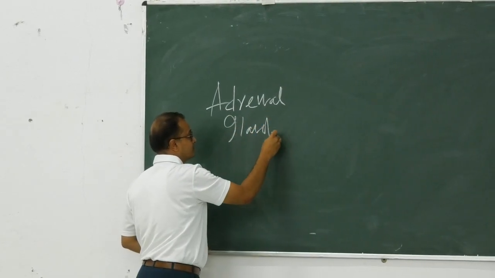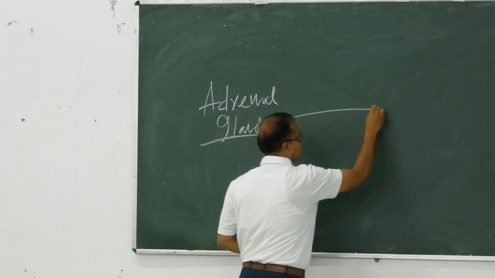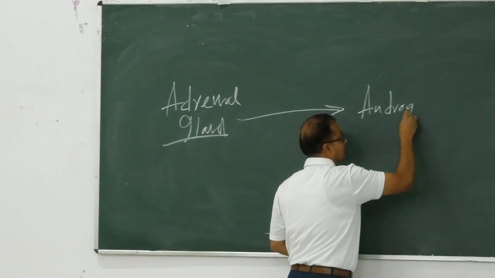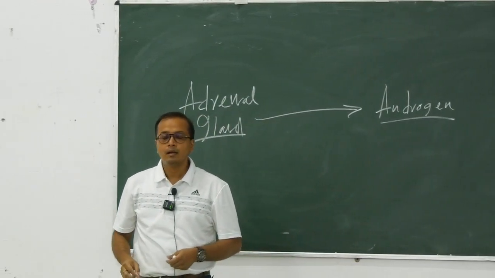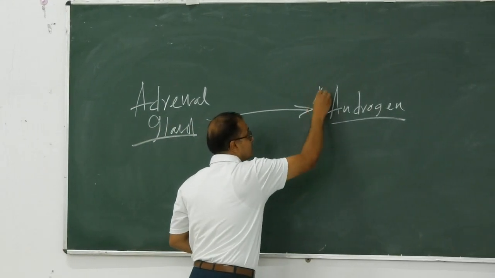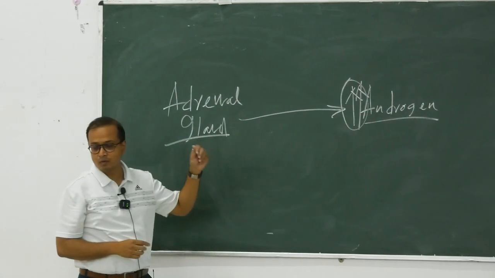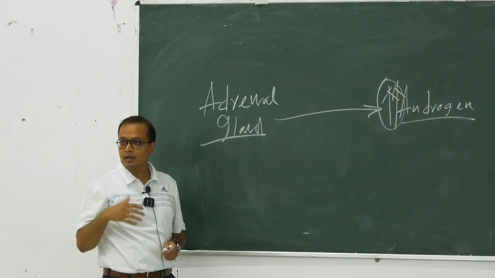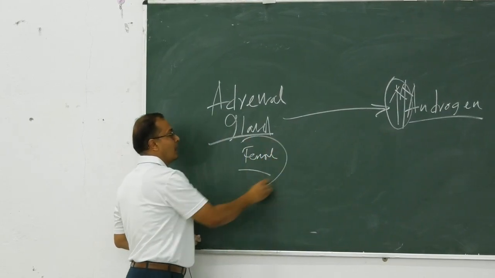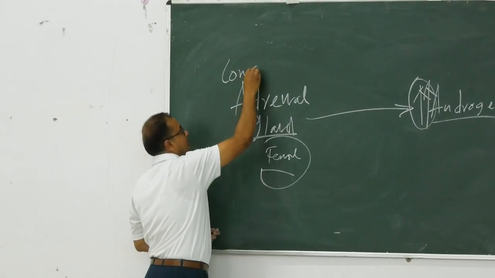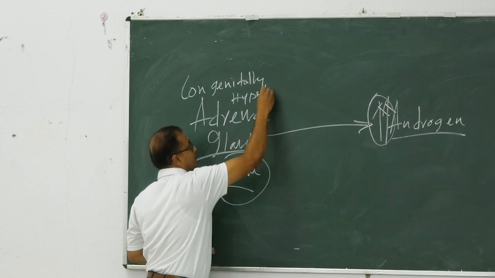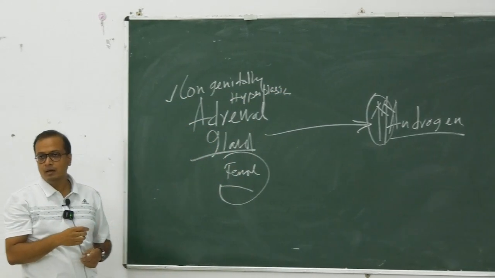Now what happens here is that we have the adrenal gland. This adrenal gland secretes some androgens along with glucocorticoids and mineralocorticoids. If the adrenal gland secretes more and hypersecretion of androgen happens, then we have a clinical condition. Now what happens in a female subject if the adrenal gland is congenitally hypertrophic, so congenital hypertrophy in a female subject.